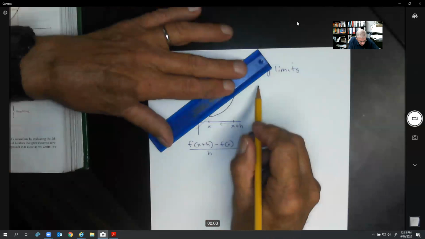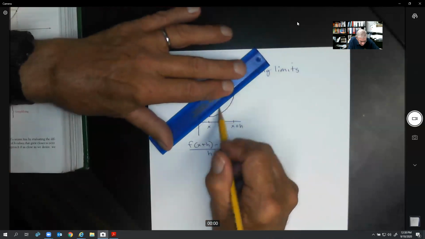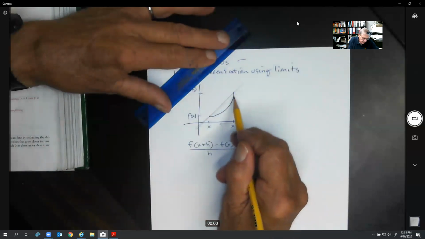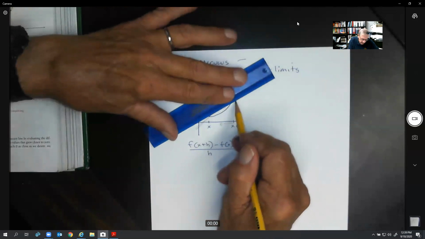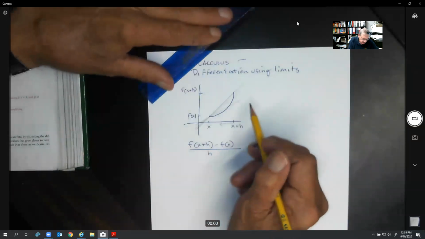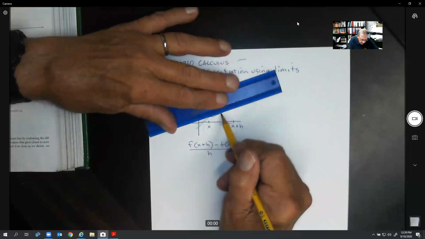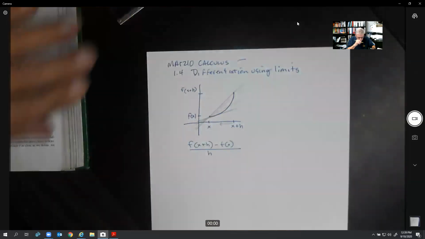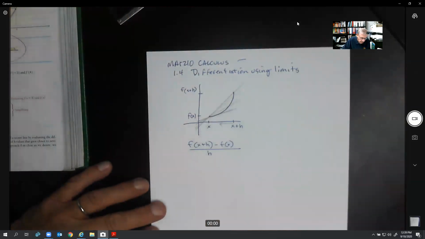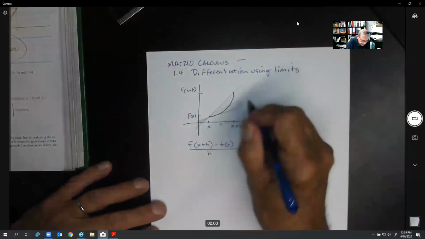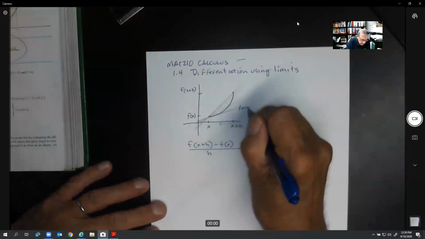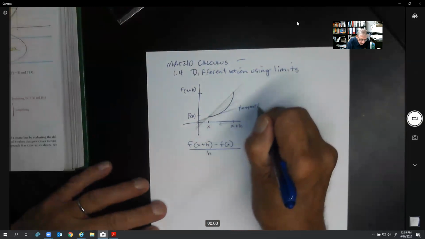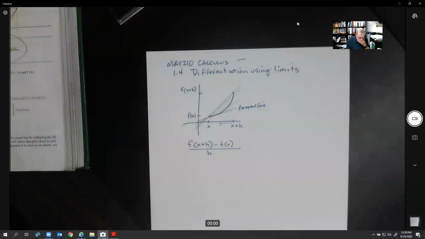Let's make this a little bit smaller here. You see, it's getting closer to being a tangent. So finally, when we get down to about here, might not be the best, it becomes what we call a tangent line. So this becomes a tangent line. And this no longer becomes our difference quotient.